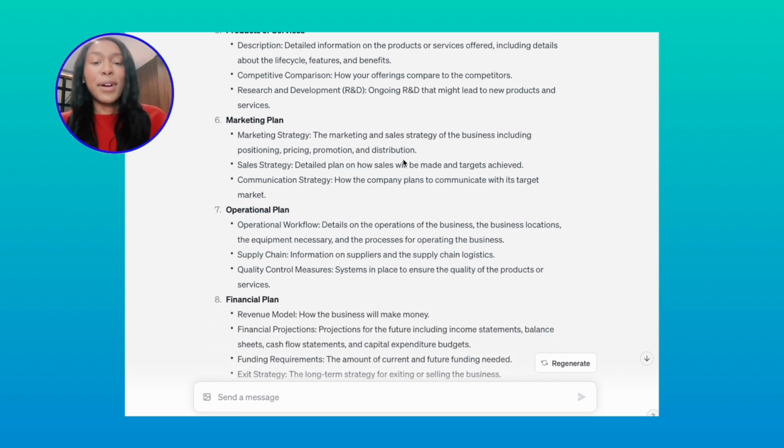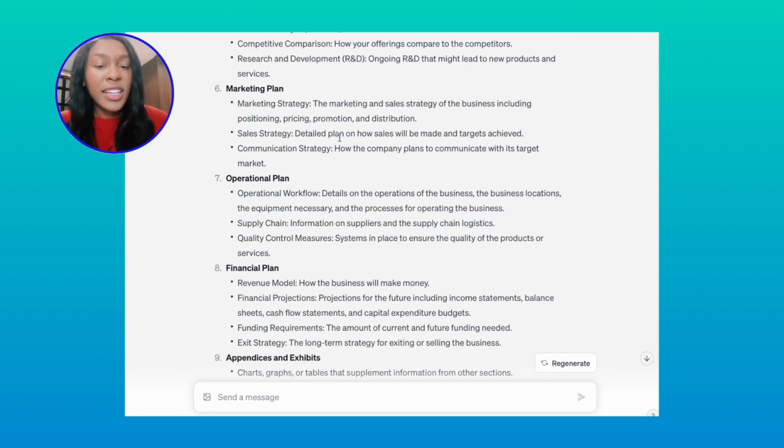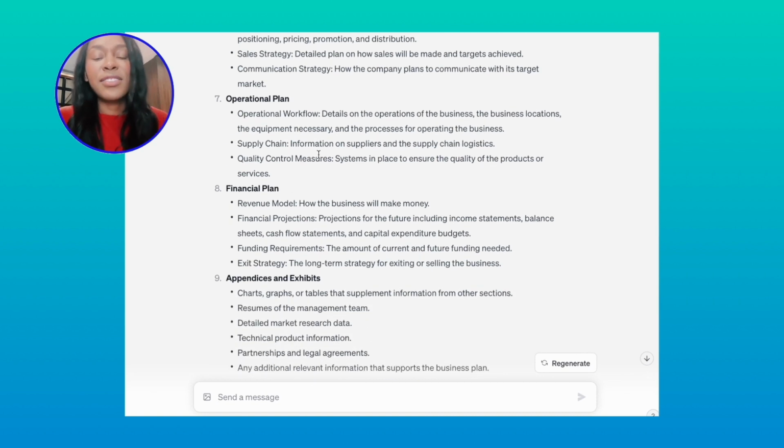Moving on, we have the marketing plan. You're going to include your positioning, your pricing, your promotion, and distribution. In addition, you're going to include your sales strategy. How are you going to drive people to your business and convert leads into paying customers? Moving on, we have the operational plan. This is where you're going to include details on the operations of the business location, the equipment necessary, as well as the process for operating your business.